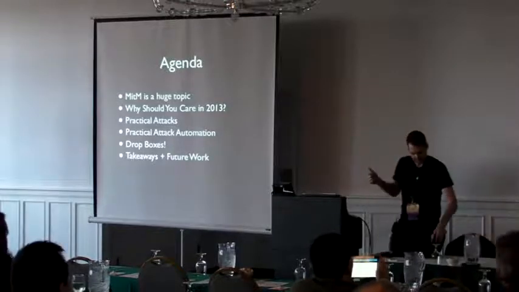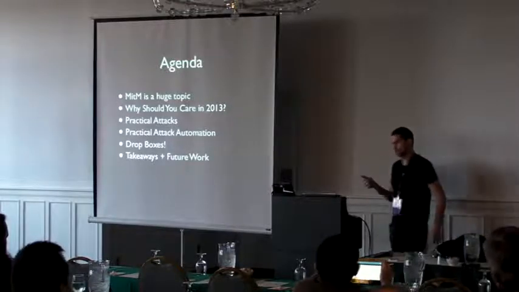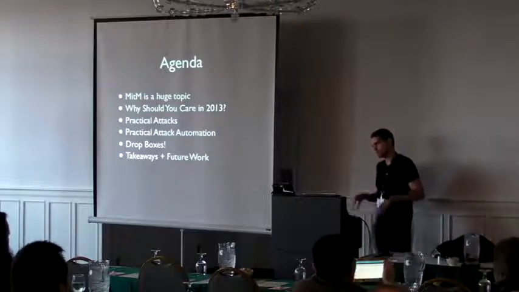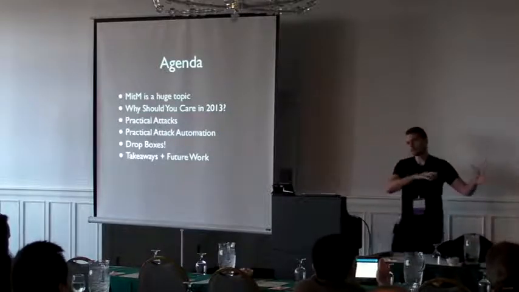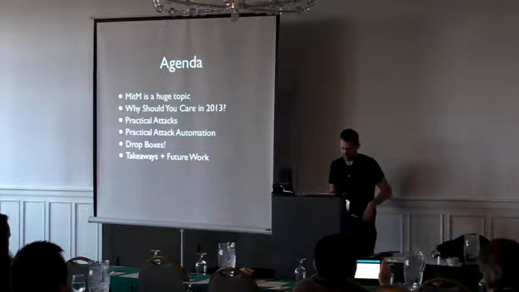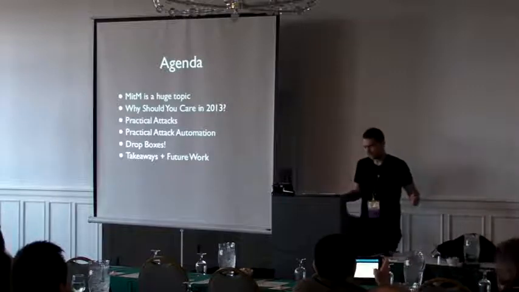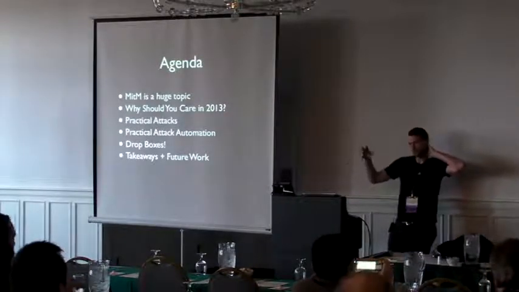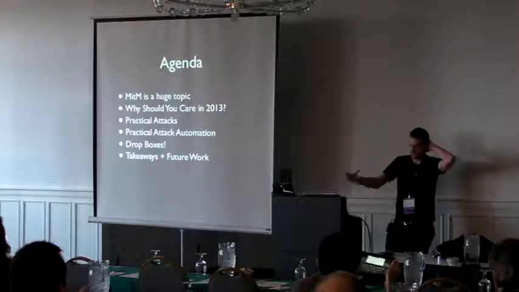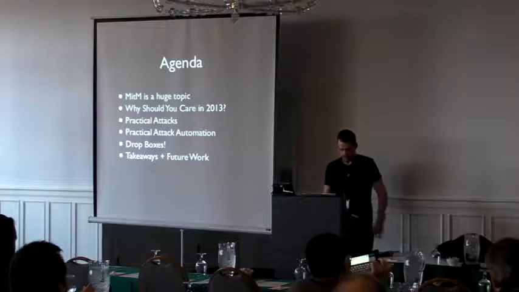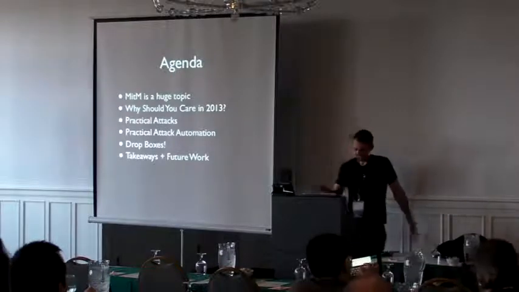One of the things, obviously the Pwnie Express influence here, is local man in the middle on a targeted network, on a local network, as opposed to SSL or BGP attacks, right? That's just not that practical for a pen tester. So let's talk about that, and then we'll talk about why this stuff matters this year and why it matters in general. Then we'll get into some practical attacks and some automation, and then some takeaways.